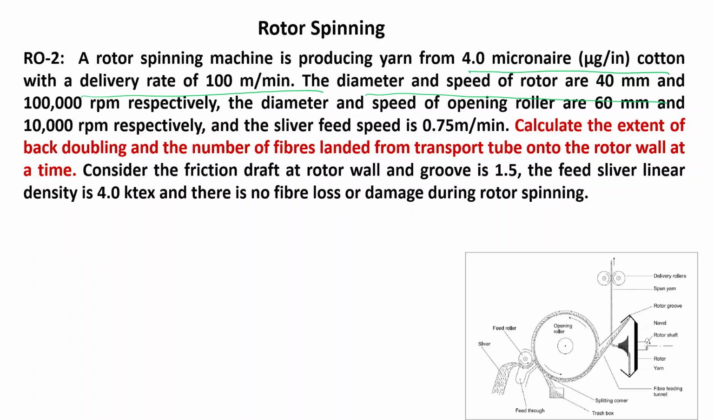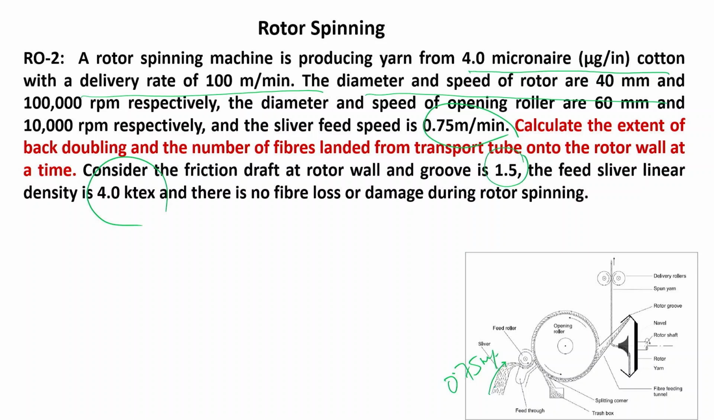The sliver feed speed here is 0.75 meter per minute. Calculate the extent of back doubling and the number of fibers landed from the transport tube on the rotor wall. The same parameters we have to calculate, but here the data are given. Consider the friction draft in the rotor groove from the wall is 1.5, and the feed sliver linear density is 4 kilotex.